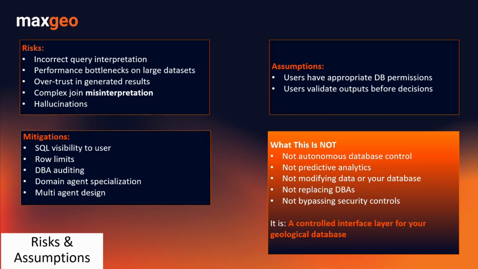There could be some performance bottlenecks on larger data sets, and again, queries that are generated. So we put some row limits within the system. Depending on what you're trying to analyze, it's very important that you're aware of it, but we also notify you within the agent if it does hit any of those limits. Over-trust in general results: like I said before, a DBA or someone, a geologist, actually auditing that information is extremely important. Make sure that it's correct before you pass it on to anyone else.